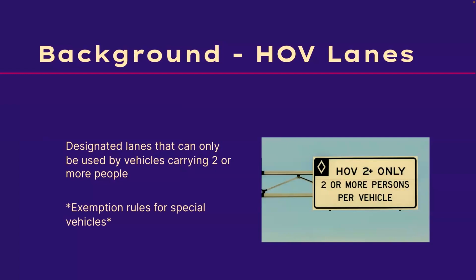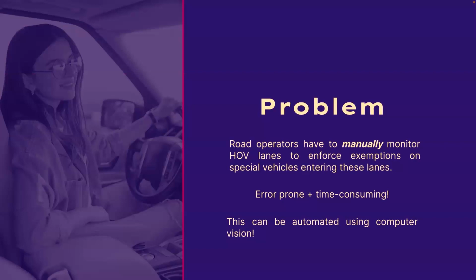And the problem with this is that road operators have to sit there and manually monitor these HOV lanes to enforce exemptions or apply penalties to vehicles traveling on these lanes. And this is obviously very time-consuming and error-prone because it's being done manually. And we can automate this process using computer vision.